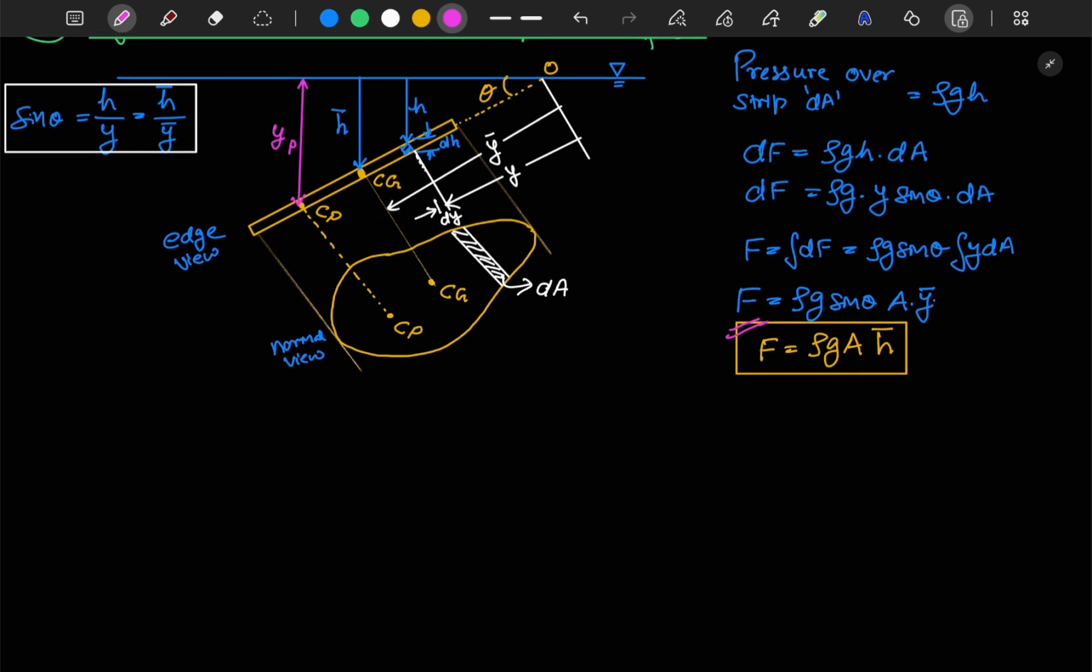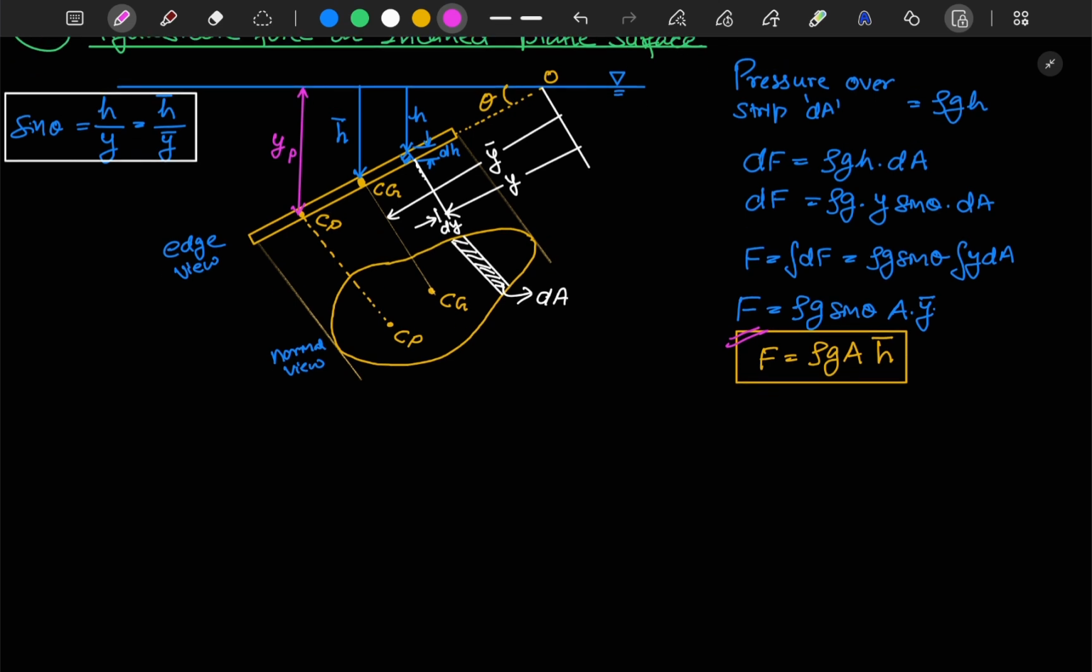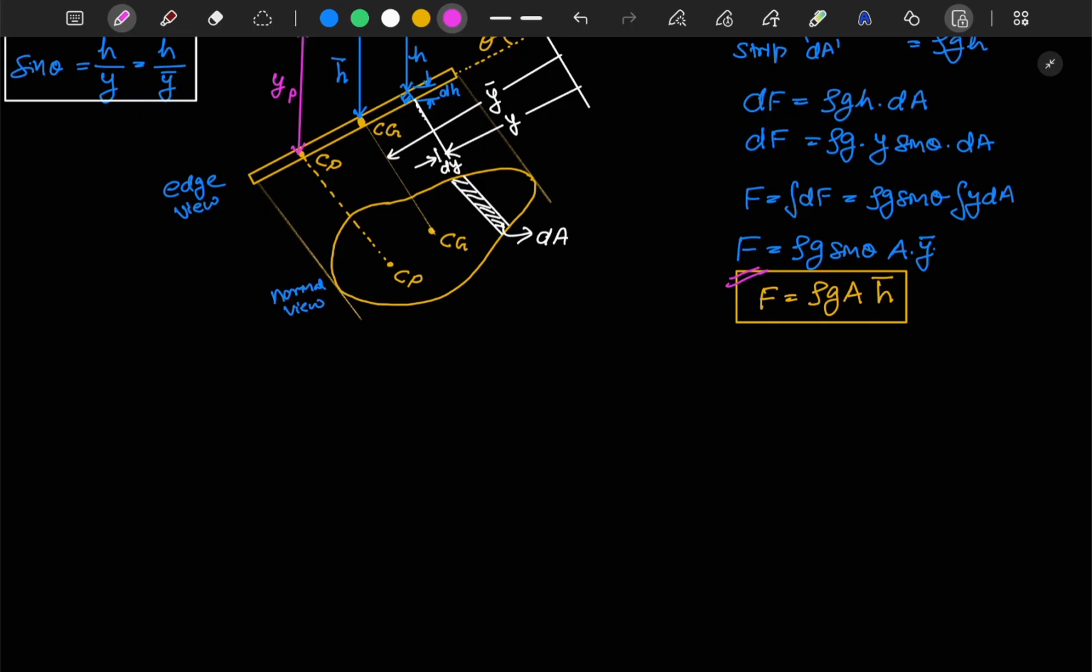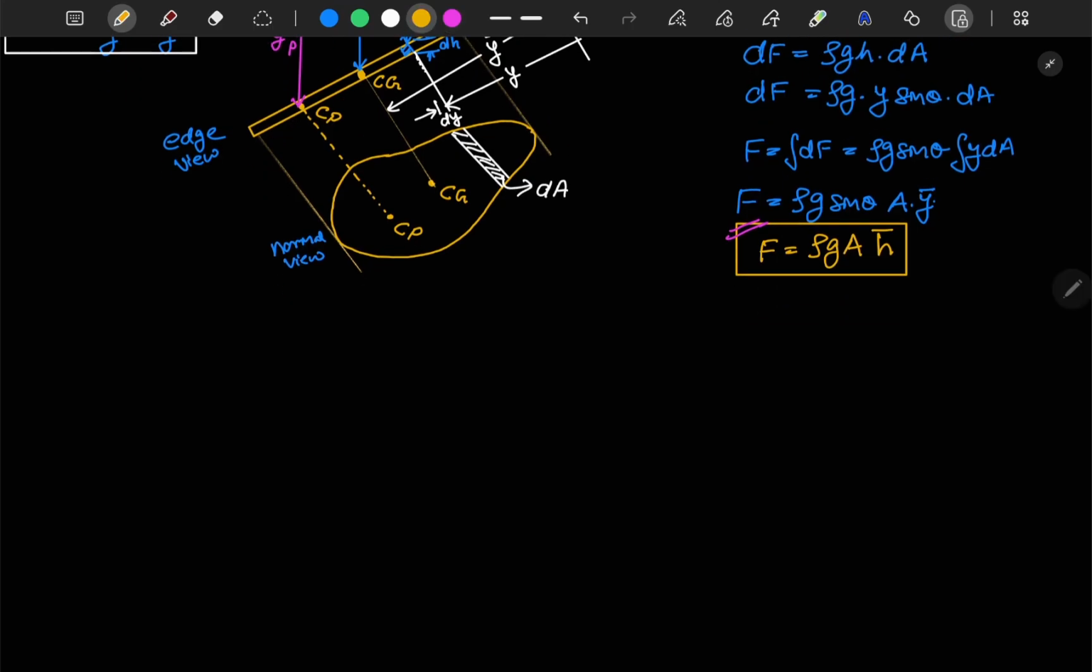Now if we talk about the distance of the center of pressure from the surface, as I mentioned earlier, let me mention it before that: F is equal to the pressure at the centroid into the area, as I mentioned earlier.